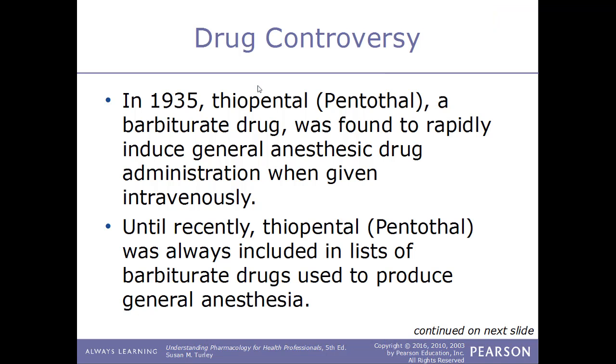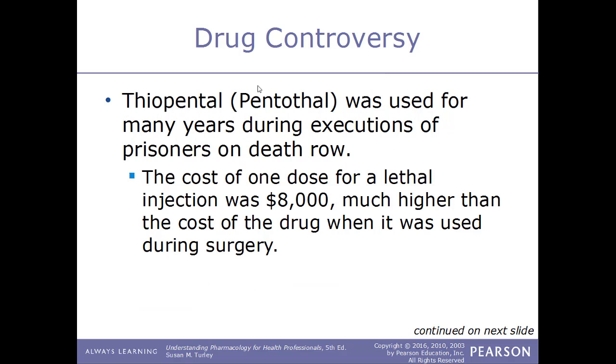Now we'll talk about a drug controversy. In 1935, the drug thiopental, also known as Pentothal, which is a barbiturate drug, was found to rapidly induce general anesthesia when it was given intravenously. Now, until recently, this drug was always included in lists of barbiturate drugs used to produce general anesthesia. This drug was also used for many years during executions on prisoners who are on death row.